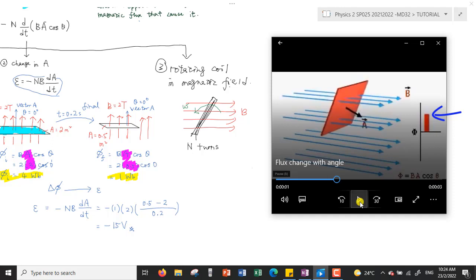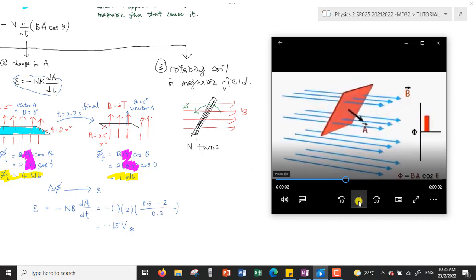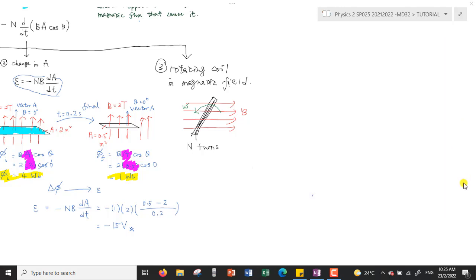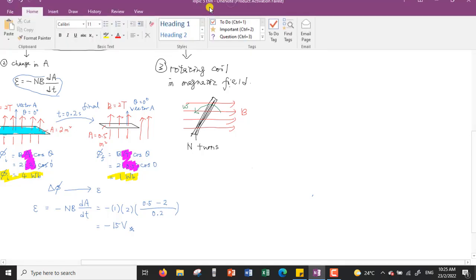Why? This is because as we rotate the coil, the angle between the normal vector A and the magnetic field changes. Okay? So when we rotate the coil, there will be a change in magnetic flux. So when there is a change in magnetic flux, it means that there will be EMF induced.